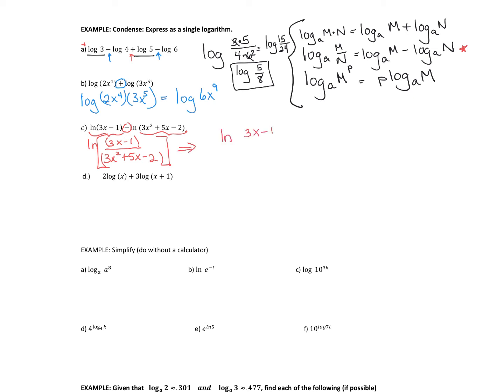So if I factor my denominator, I need 2 numbers that multiply to -6 and add to 5, so +6 and -1. So we'll get x plus 2 and 3x minus 1. And so I have the natural log of 1 over x plus 2.